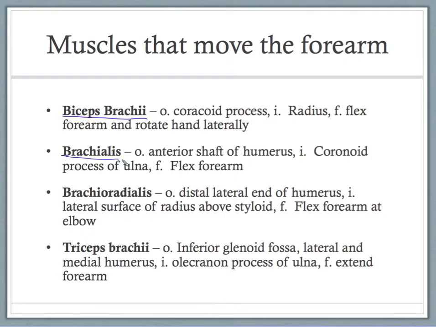Your brachialis originates on the anterior shaft of the humerus. Inserts at your coronoid process of the ulna and functions to flex your forearm. Your brachioradialis originates on the distal lateral end of the humerus. Inserts on the lateral surface of the radius above the styloid process and functions to flex the forearm at the elbow.